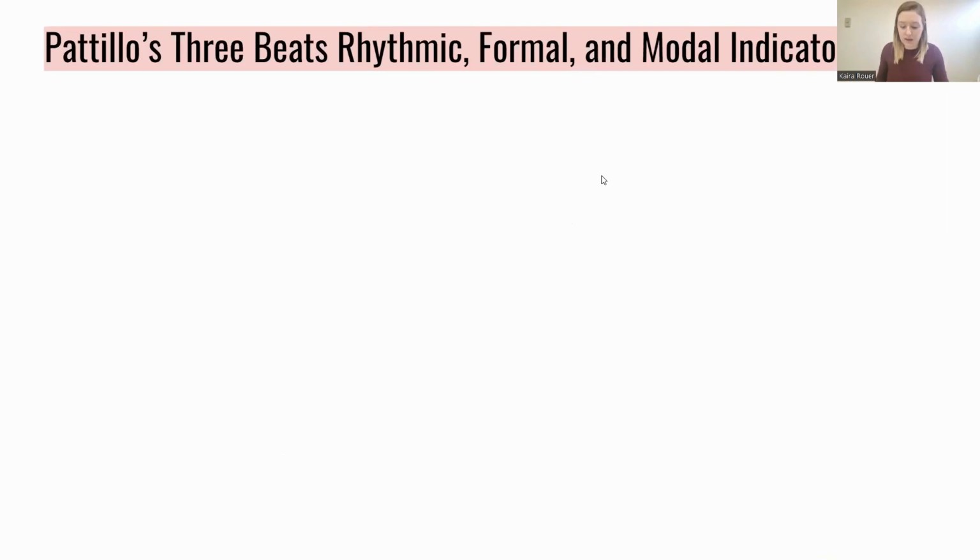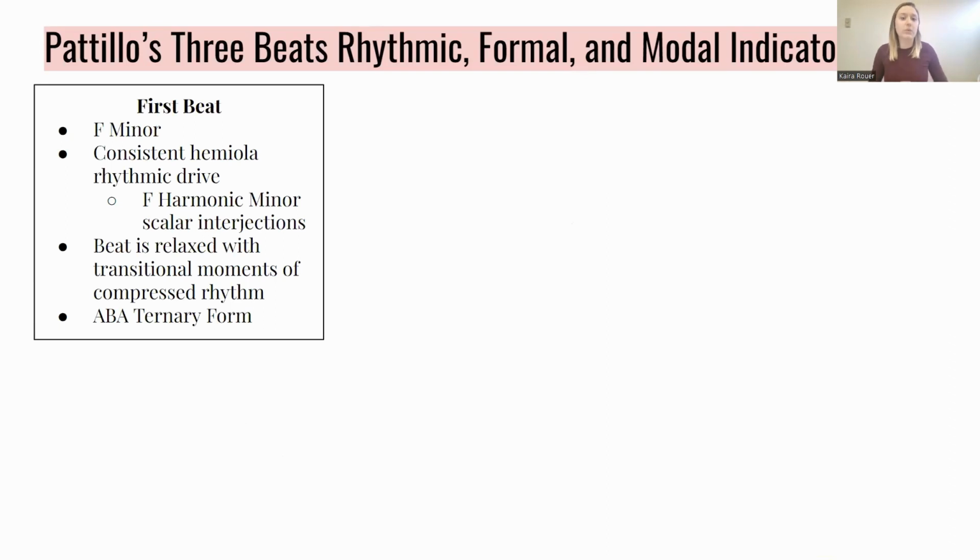So our main rhythmic, formal, and modal indicators. In the first beat, we're in F minor very consistently. It's basically one giant hemiola. And then we'll see that in the rhythm and the score. It changes slightly here and there, but if you took out the vocal beatboxing, the actual score itself is almost Philip Glass-esque, where it just changes slightly, and then you'll have a clear section change eventually.